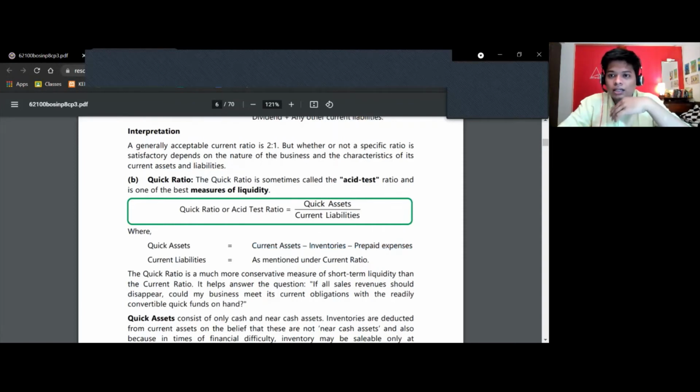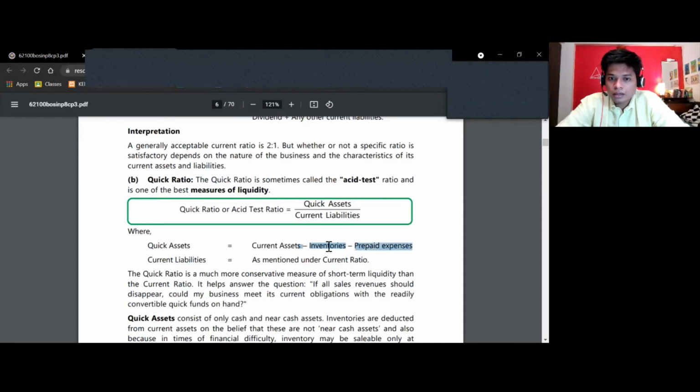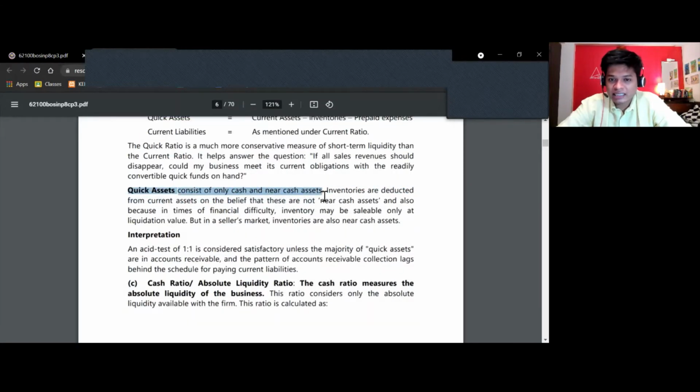Prepaid expenses are like you have already paid for them, and then you just have to receive that service. So these are non-liquid, and I'm removing inventories and prepaid expenses. Whatever is left is your quick assets. That divided by current liabilities gives you the quick ratio, or acid test ratio. These are alternative names. Generally, quick assets consist of cash and near cash assets.